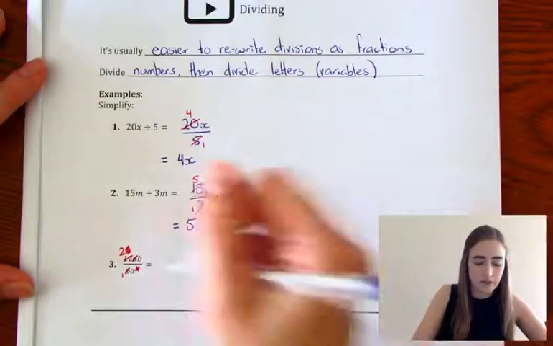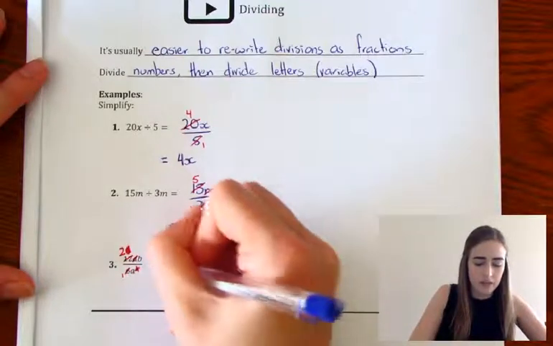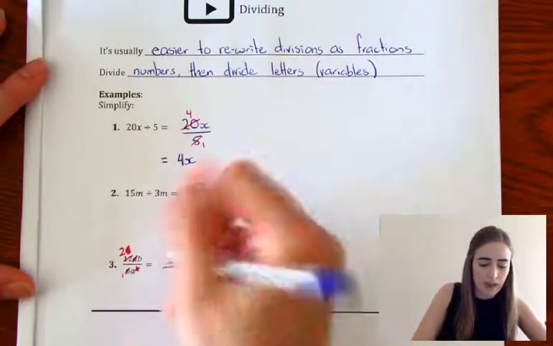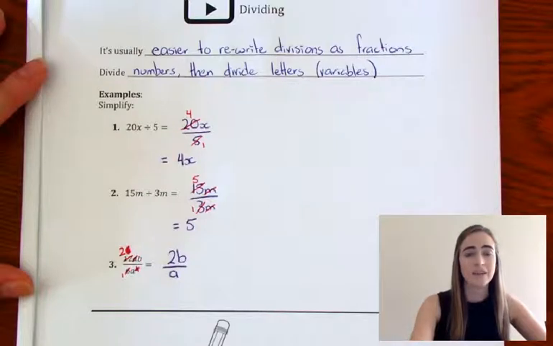So then if we rewrite what we've got left, we've got a 2b on the top. And on the bottom, we've just got one a, so we'll just write a. We've got 2b over a as our answer. So that's a few examples of dividing algebraic expressions.